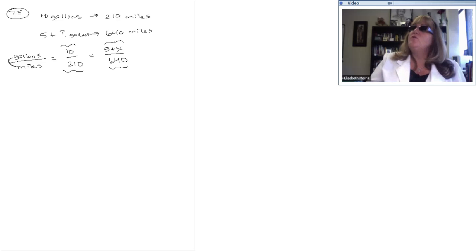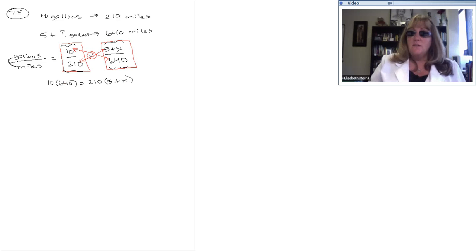Now, something you need to remember, and maybe you don't, is something called the means extremes rule. When you have a fraction equal to a fraction, this times this always equals this times this. It's called the means extremes rule. Okay, so I can say 10 times 640 has to equal 210 times (5 plus x). Well, either way, I have an equation, equal sign, variable, I can solve.